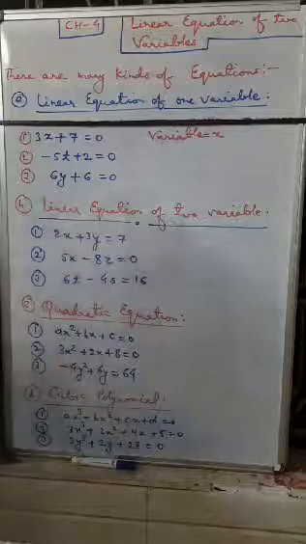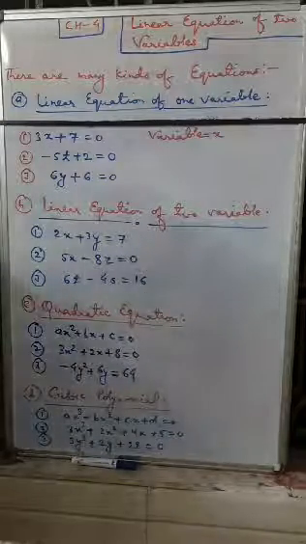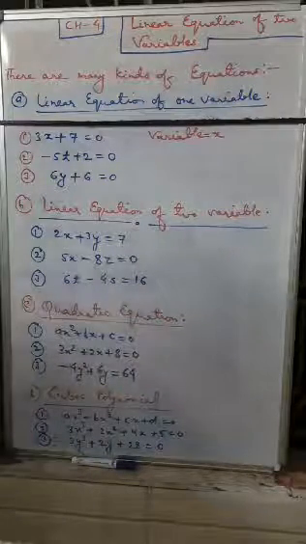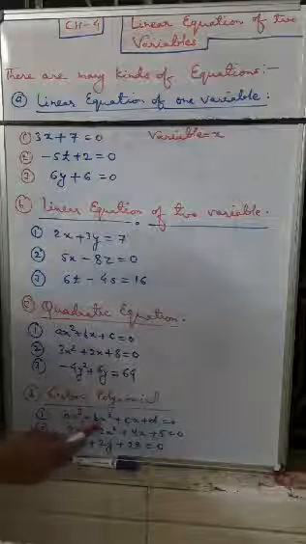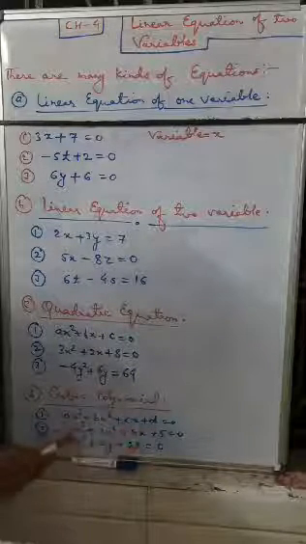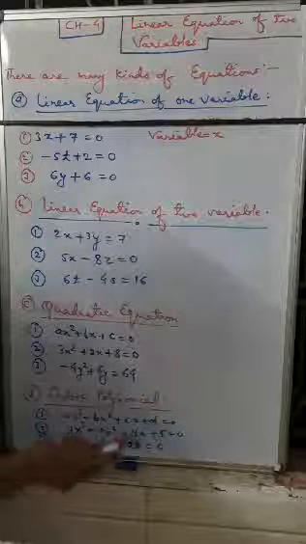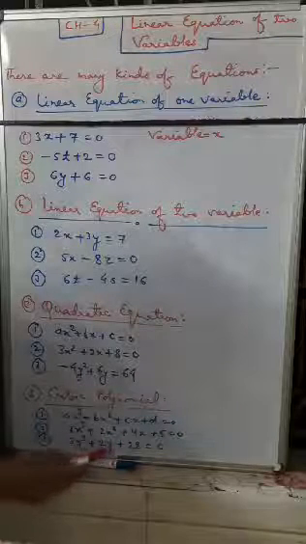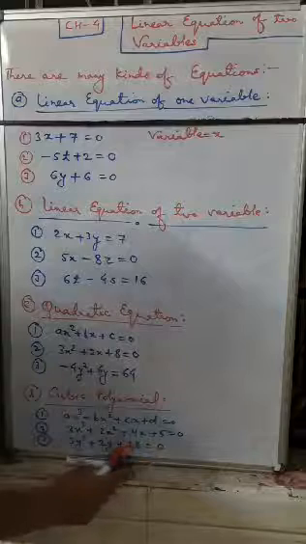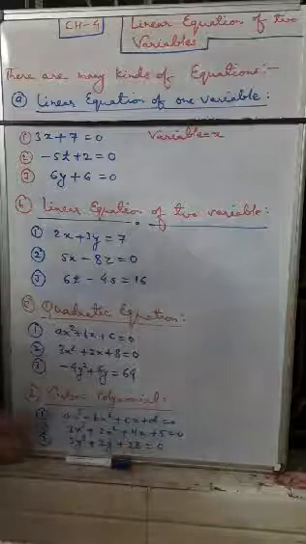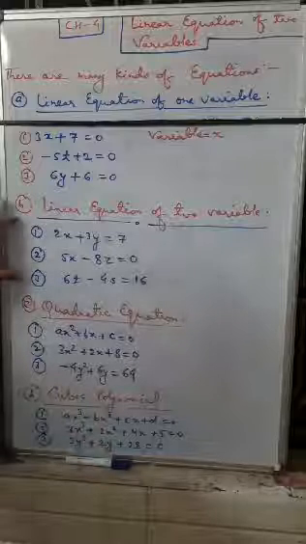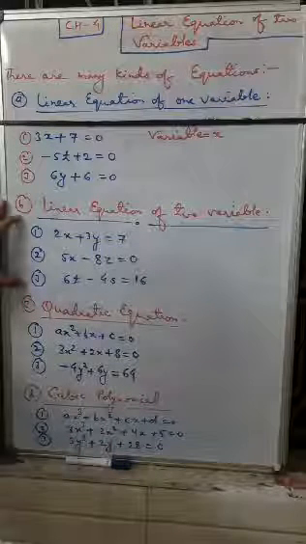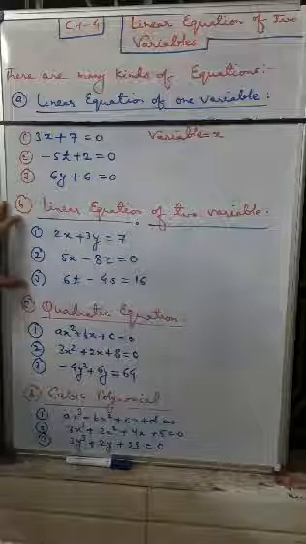Last one, cubic polynomial or cubic equation. Here the maximum power of the variable is equal to 3. So ax cube plus bx square plus cx plus d. So 3x cube plus 2x square plus 4x plus 5, or 3y cube plus 2y plus 28 is equal to 0. Such kind of equations are called cubic polynomials. Generally we have to study linear equation of two variables in this chapter.